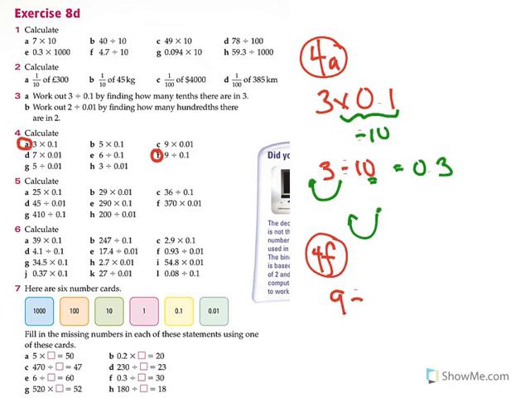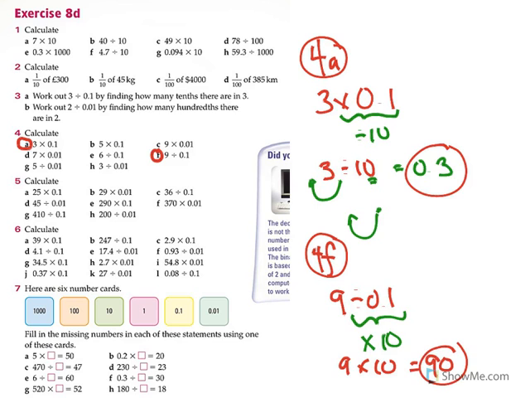In 4f, you have 9 divided by 0.1. And remember, I said that dividing by 0.1 is the same as timesing by 10. So rewrite it as 9 times 10, and there you go. You have 90. And that's it.